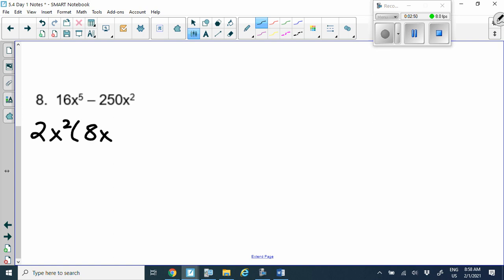So I'm left with 8x cubed minus, I think this is 125, yes. Okay, so now our next special type, you can see we have a lot of binomials that are special types. So this is a binomial. Notice we are subtracting, okay? Now we have x cubed, so this is not a difference of squares, because remember that would be something like x squared or x to the 4th. But with the cube, this is what we call a difference of cubes.